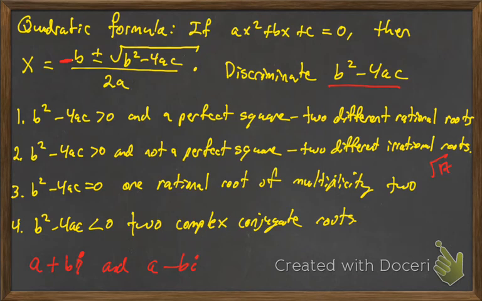And then finally, if b squared minus 4ac is less than 0, or negative, then you're going to have two complex conjugate roots, because you're going to be taking the square root of a negative. What complex roots look like is a plus bi, and the conjugate would be a minus bi. So the a and the b would be the same, but you would have the opposite signs for your conjugates there.